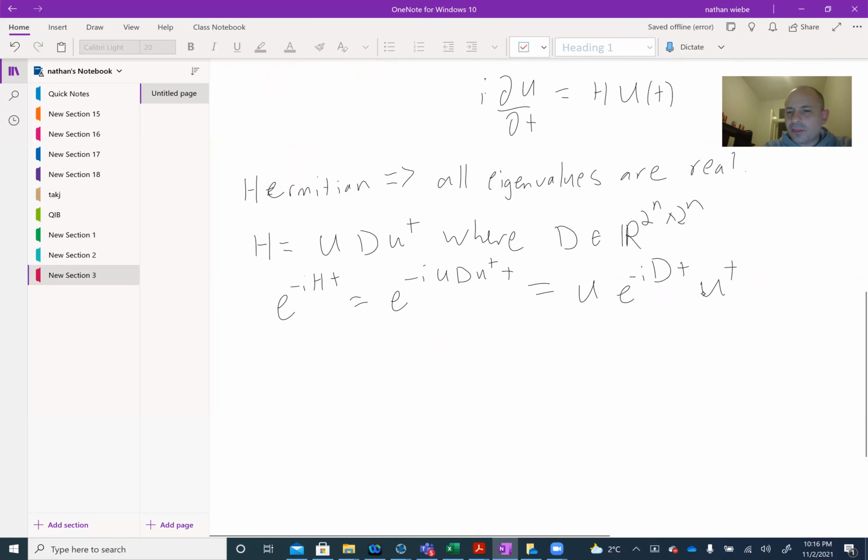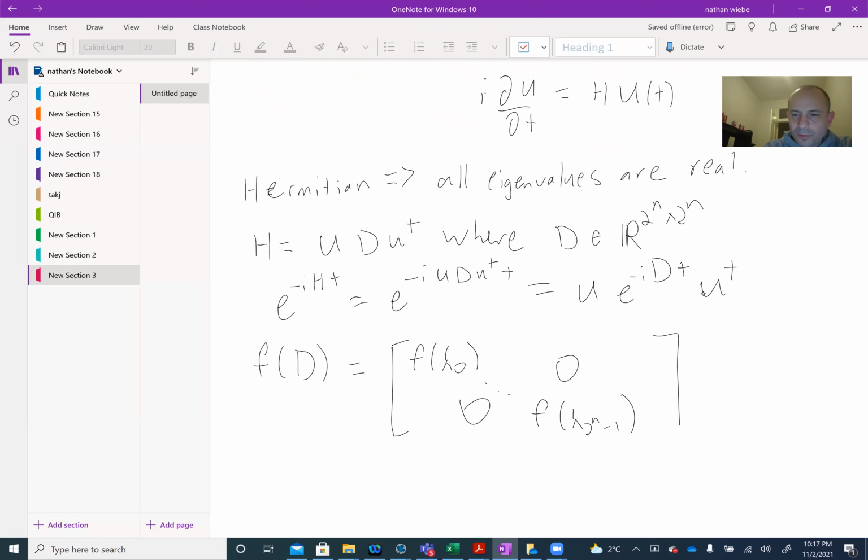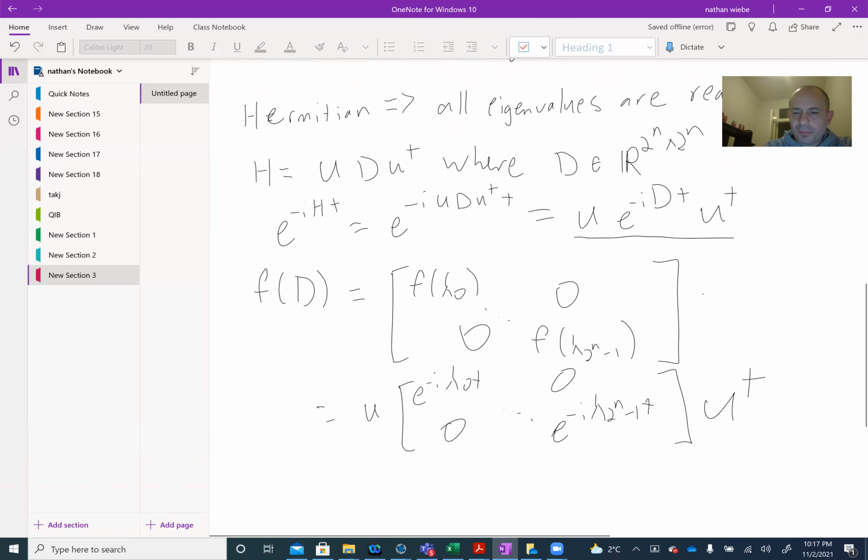Now, because this is a diagonal matrix, and any function of a diagonal matrix is just the function of the diagonal elements and a 0 everywhere else, this is equal to U, e to the negative i lambda 0 t going all the way down to e to the negative i lambda 2 to the n minus 1 t with zeros everywhere else. Oh, and U dagger over here. So this is equal to that product up there.